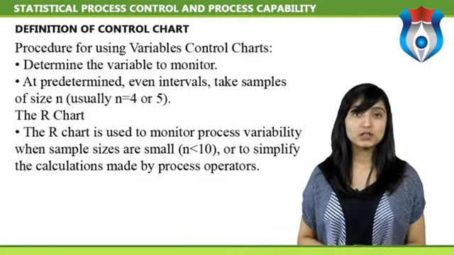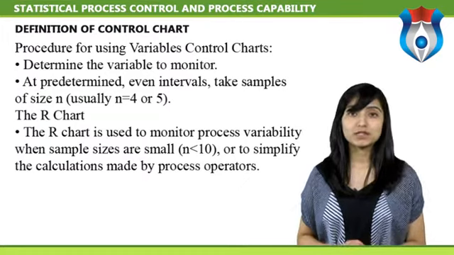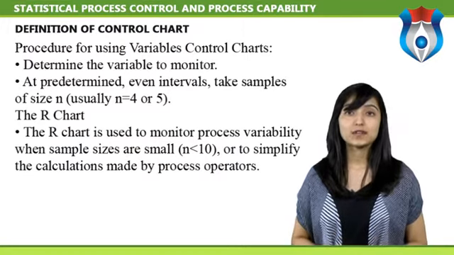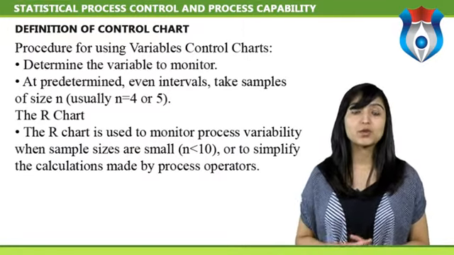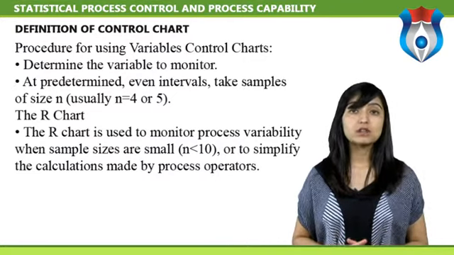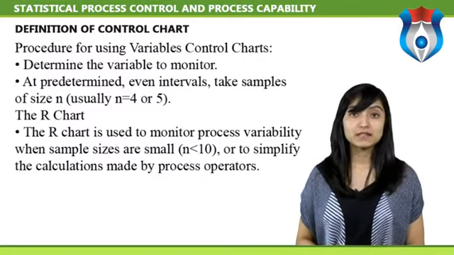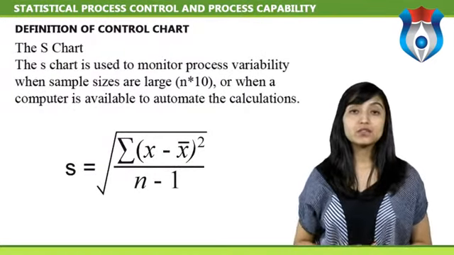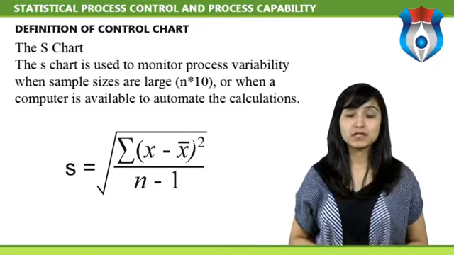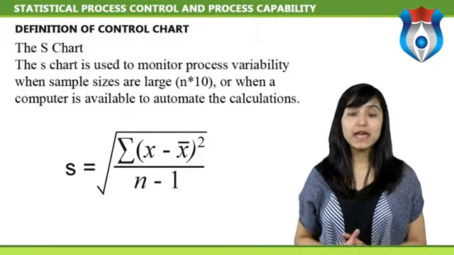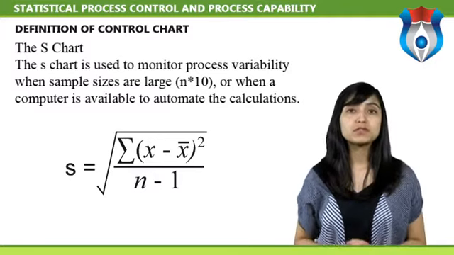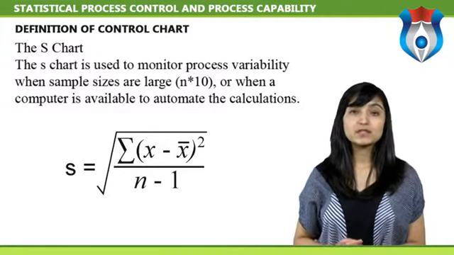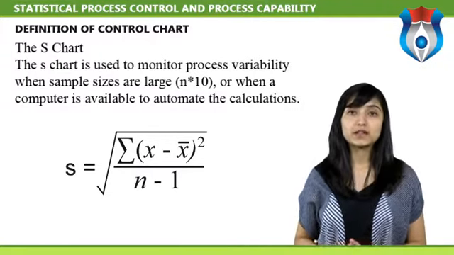The R chart. The R chart is used to monitor process variability when sample sizes are small, n is less than 10, or to simplify the calculations made by process operators. This chart is called the R chart because the statistic being plotted is the sample range. The S chart. The S chart is used to monitor process variability when sample sizes are large, n is greater than 10, or when a computer is available to automate the calculations. This chart is called the S chart because the statistic being plotted is the sample standard deviation.